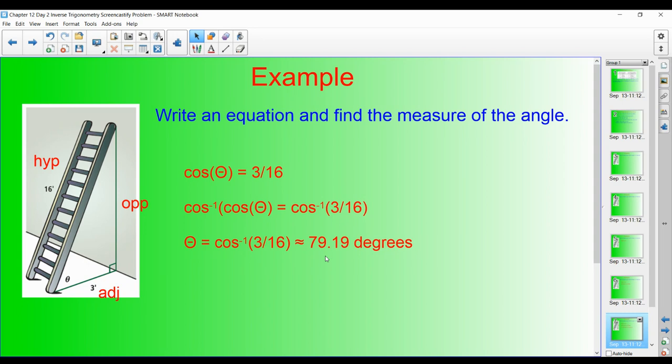To check that, if I would like, I can do the cosine of 79.19 degrees, and I get a decimal, which is approximately 3 over 16, which is what I wanted. So this angle right here is 79.19 degrees. So I set up a trigonometric equation, and since it wanted an angle, I used inverse trig, so I used inverse cosine, and that's how I find an angle.